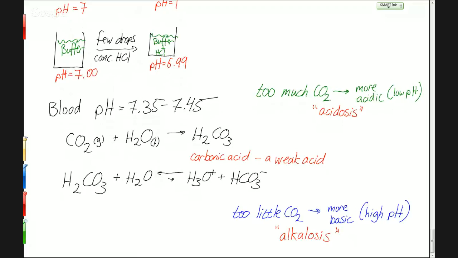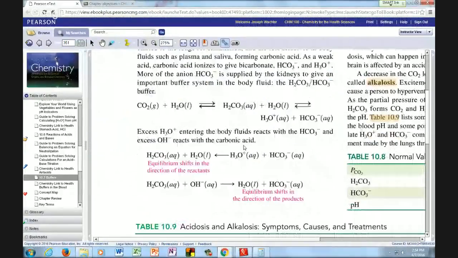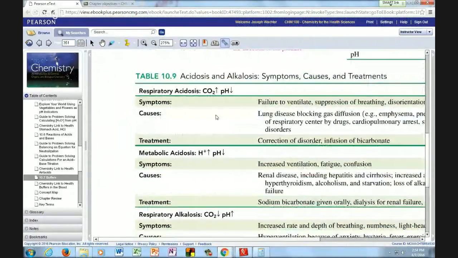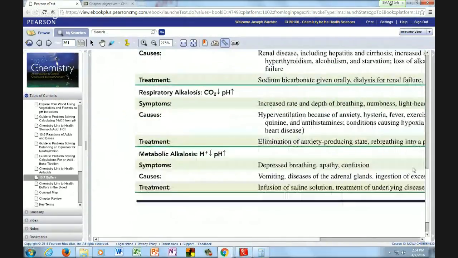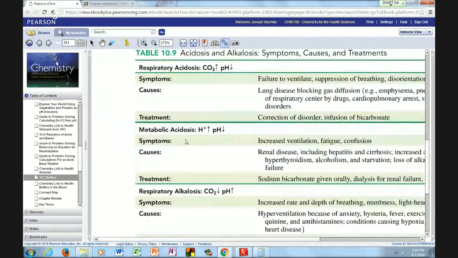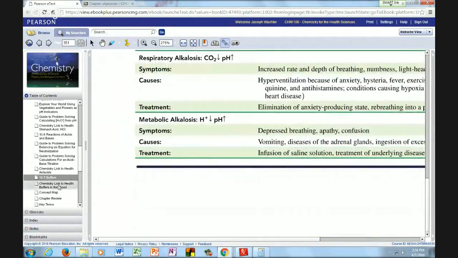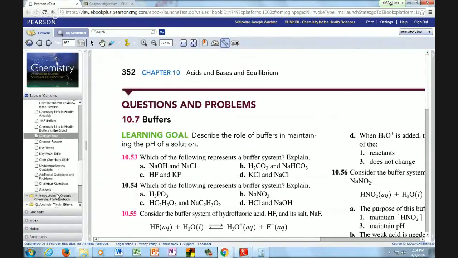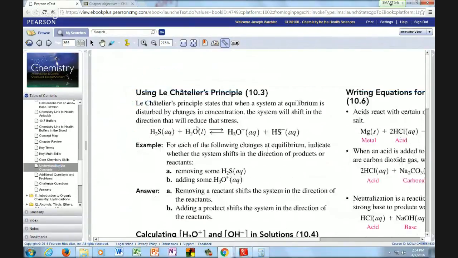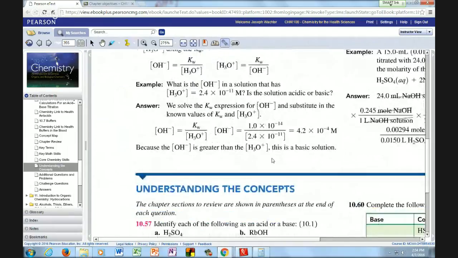Since your CO2 level is often controlled by your breathing, a really common way to get into one of these conditions is by not breathing properly. So I think there's a problem in your book, and you can see here what happens when you have these different acidosis and alkalosis conditions. So it can be caused by breathing. It can also be caused by metabolism, like something's not working in your kidneys or whatever. But let me pull up this problem here so we can take a look at it.